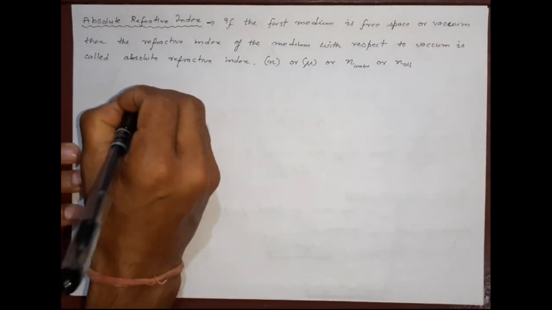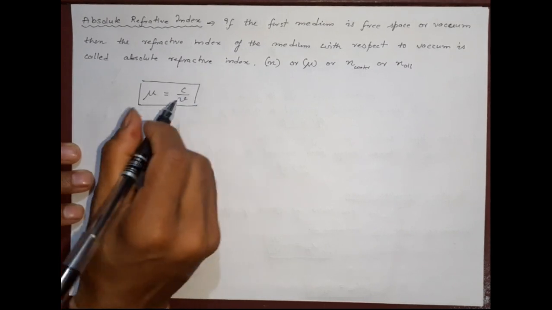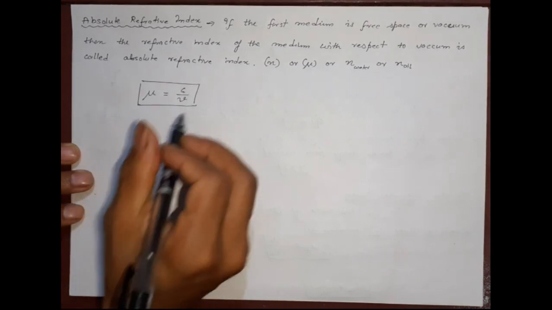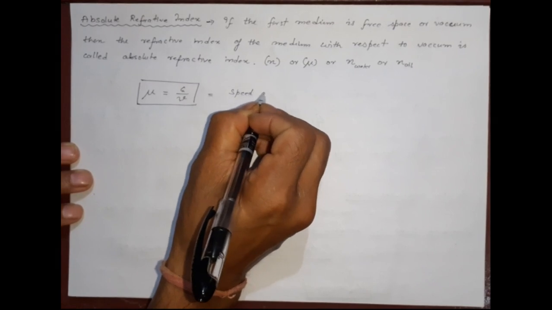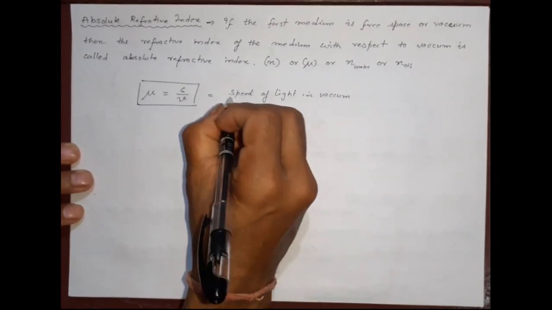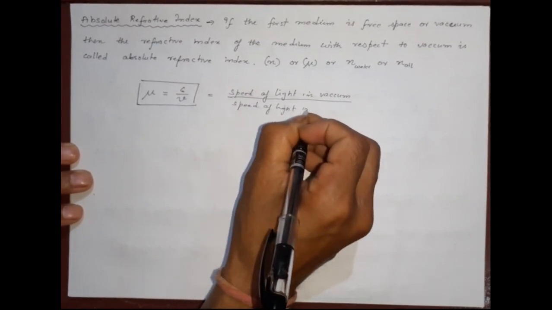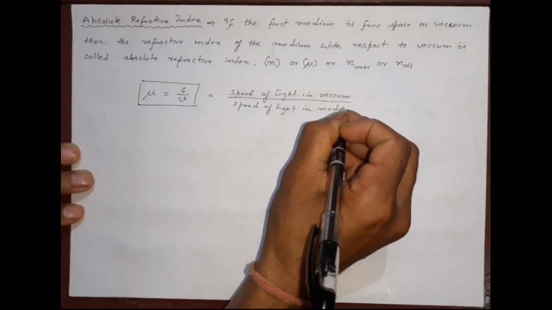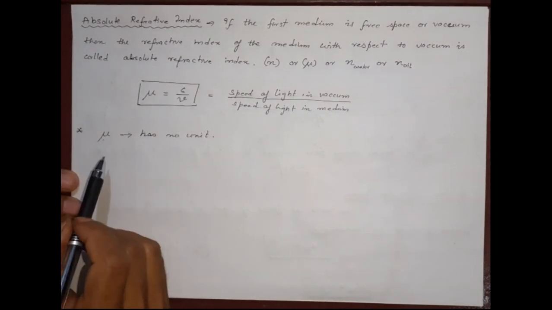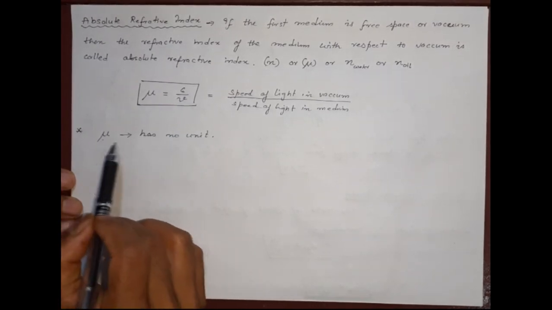It has a different definition also, mu equals c by v, the same previous formula. Speed of light in the first one, speed of light in the second one. The first one is air, so the speed of light becomes c. This is the speed of light in vacuum, which is c, the highest speed, and this is the speed of light in the medium, this is v. Refractive index cannot have any unit because it is speed by speed, or angle by angle, so it is a unitless quantity.